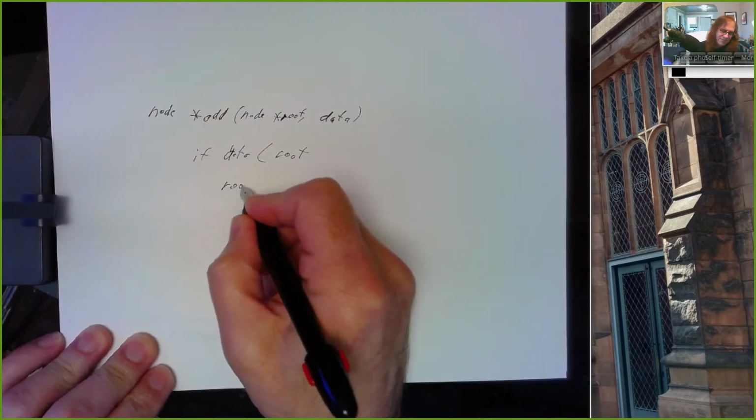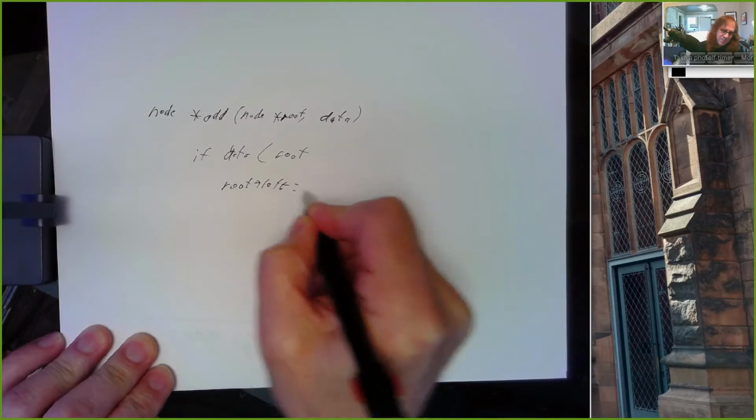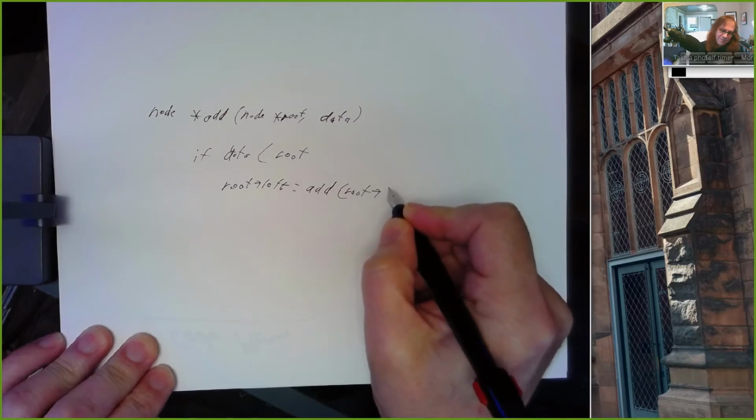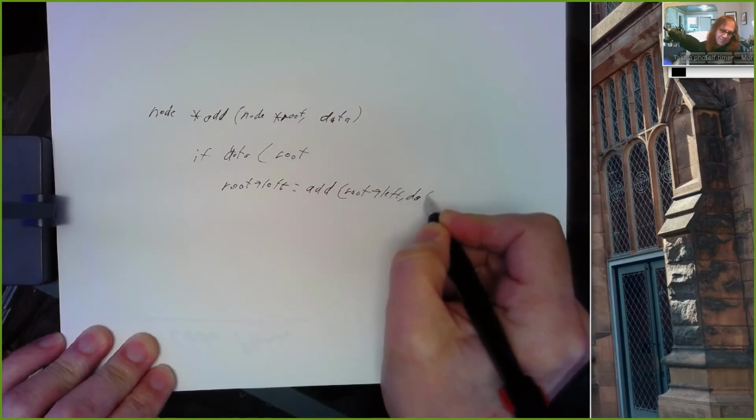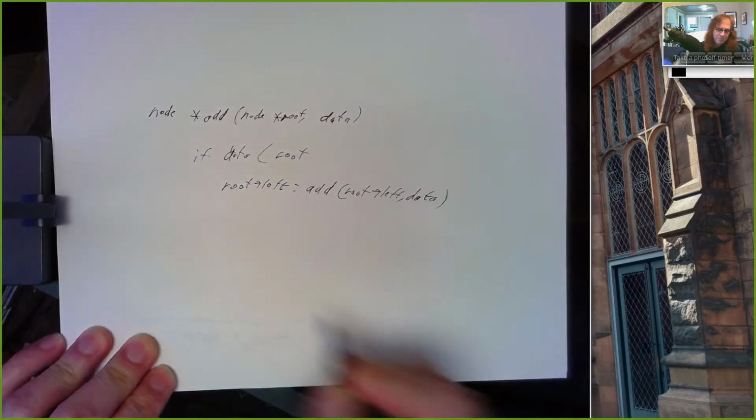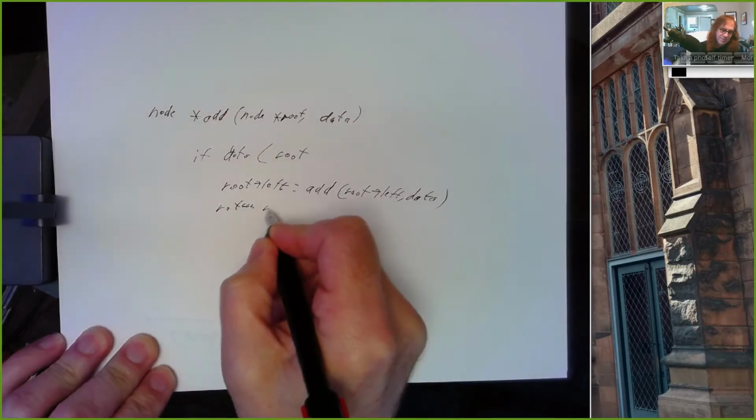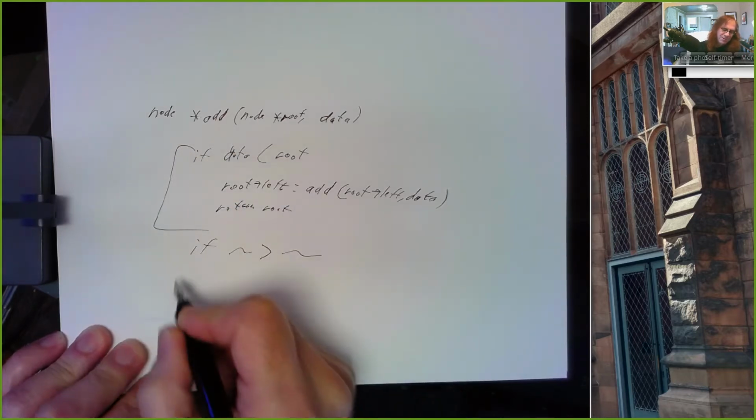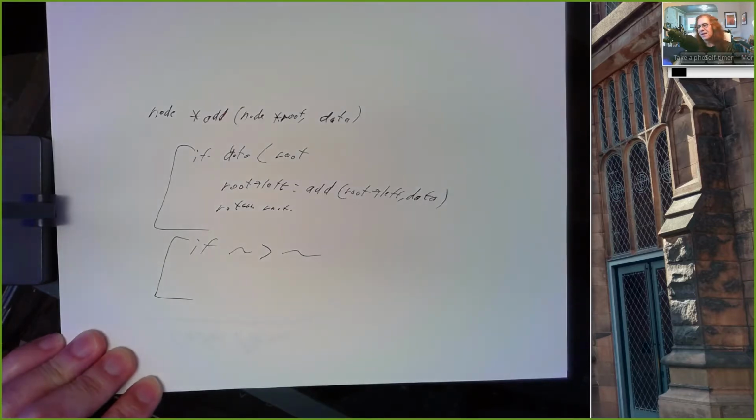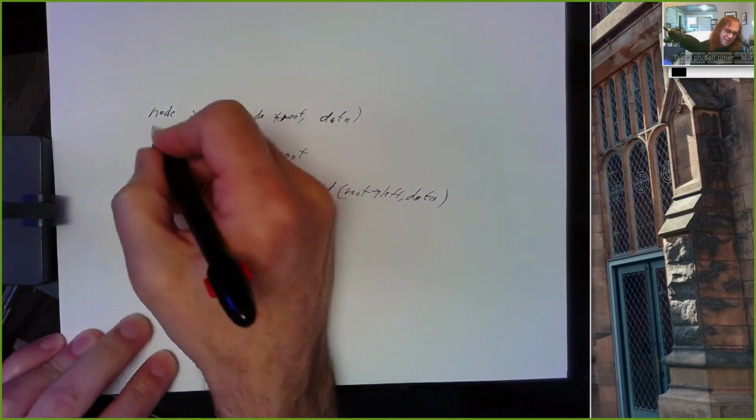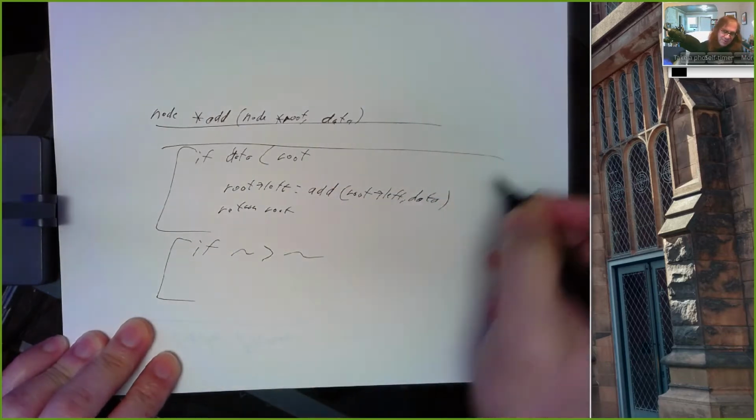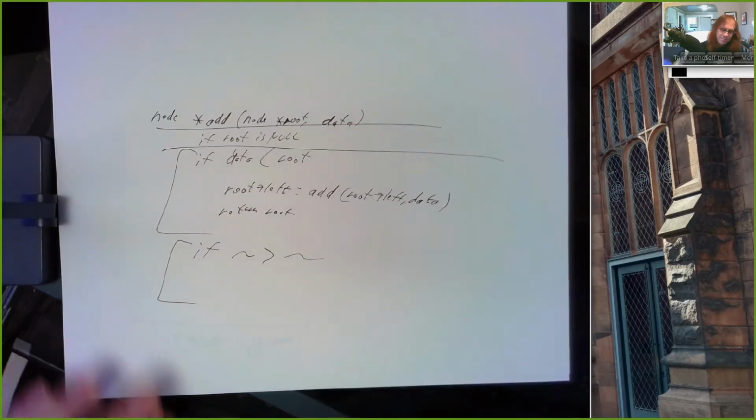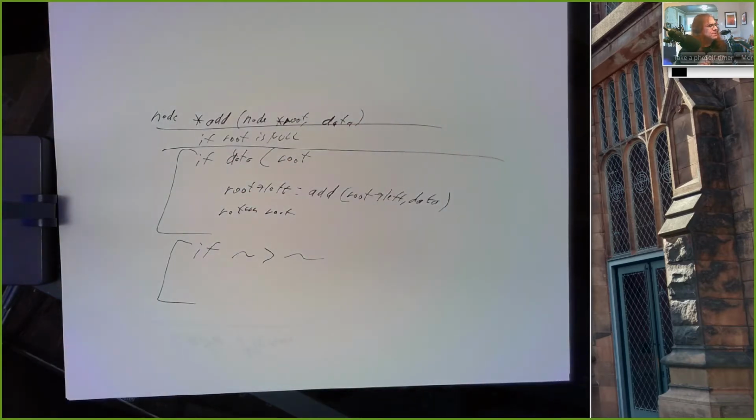We're going to say root left equals add root left, data. And then we're just going to return the root. And we're going to do a symmetric thing if the data we're adding is bigger than the root. Our edge case, which is where your question comes in, is if the root is null.